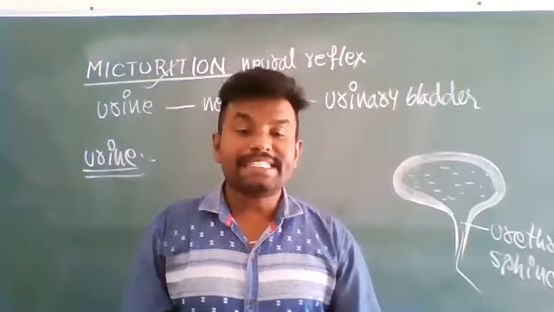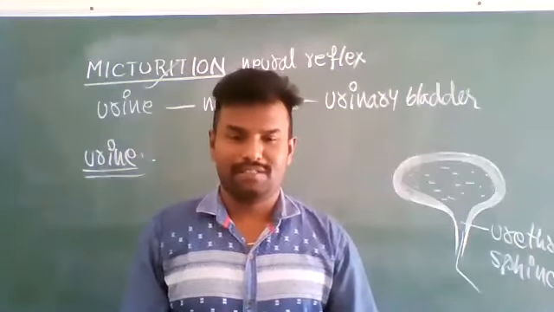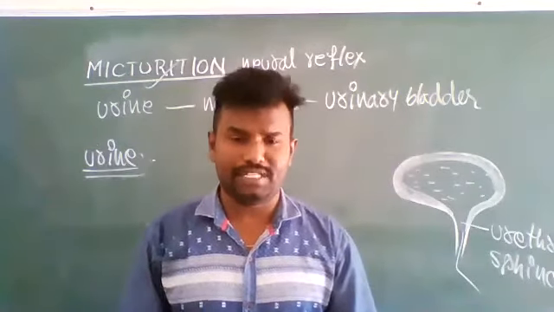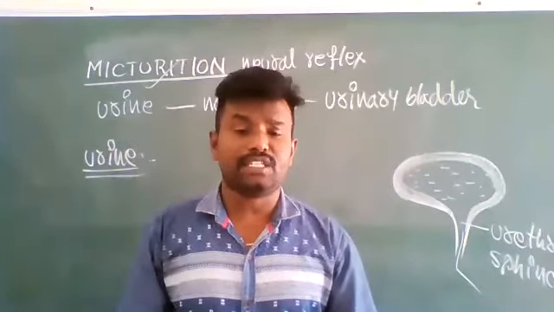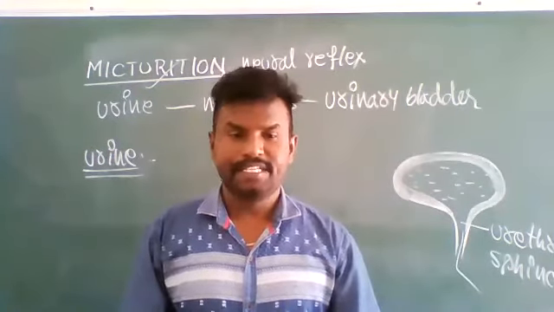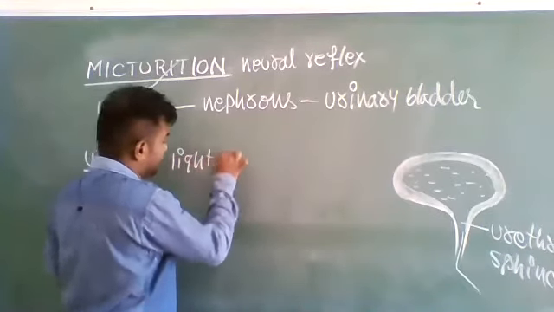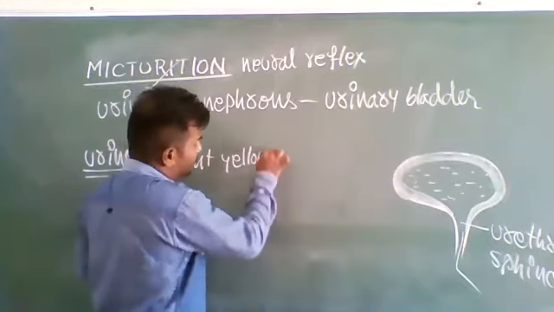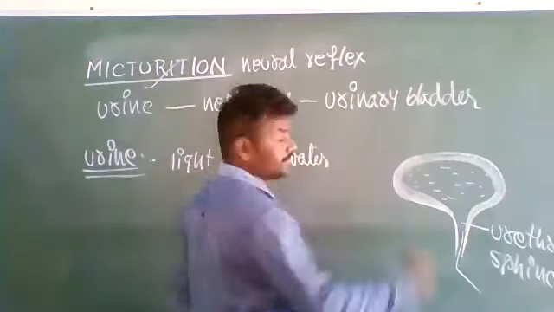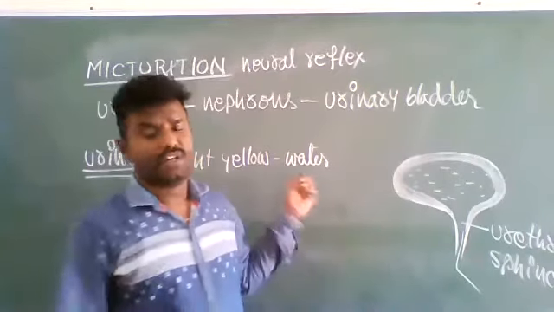Urine is eliminated. I'm speaking about healthy individuals; in sugar patients, it varies. Healthy individuals release 1 to 1.5 liters of urine per day. Generally, the urine color is light yellow, a watery fluid.